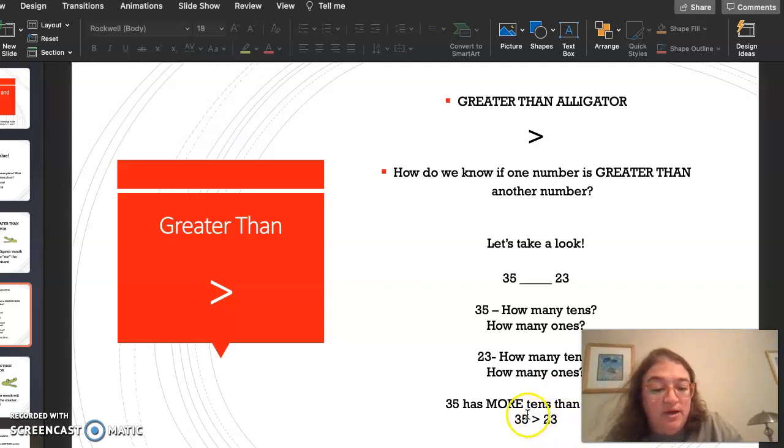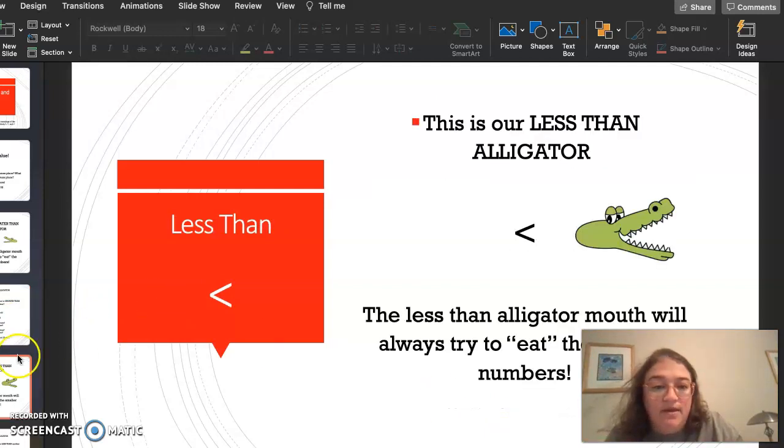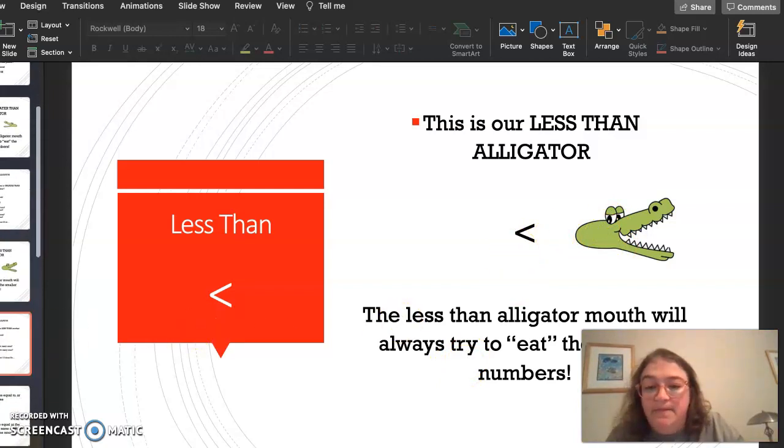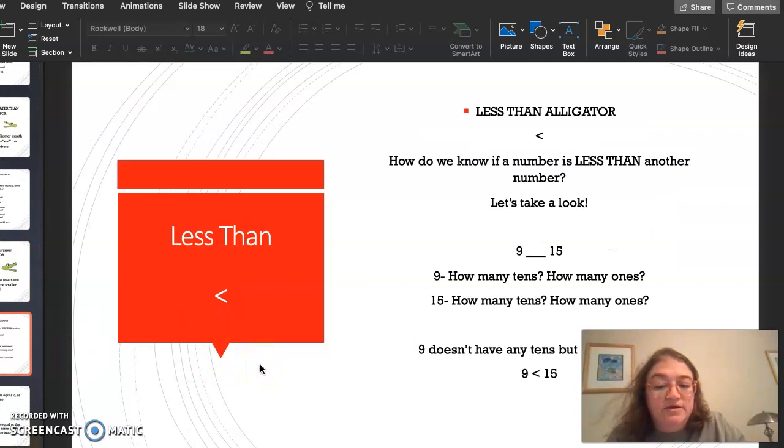See our alligator mouth? It's pointing towards that bigger number. It's going to eat that bigger number. This is our less than symbol. Here's our less than alligator. This alligator mouth is always going to eat the smaller numbers. So let's take a look at this one. This is our less than alligator right here.